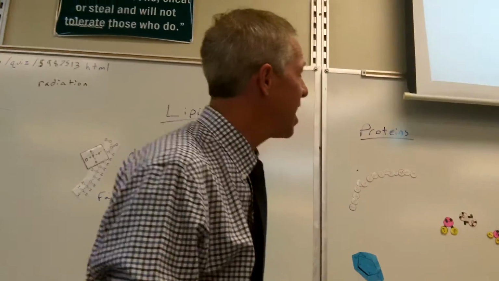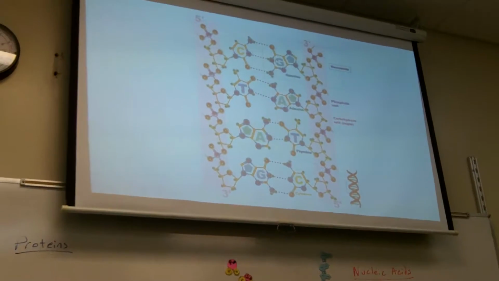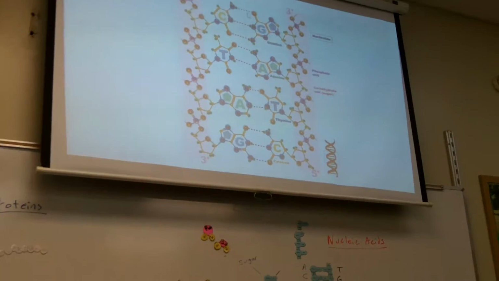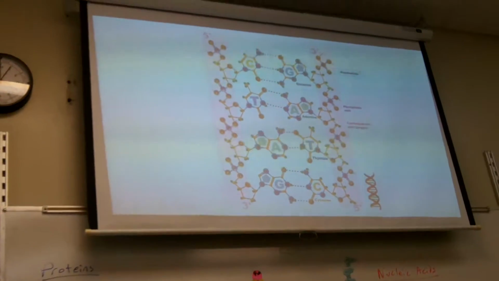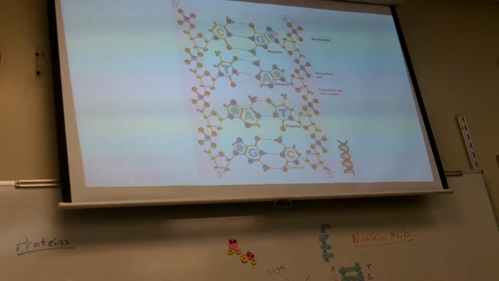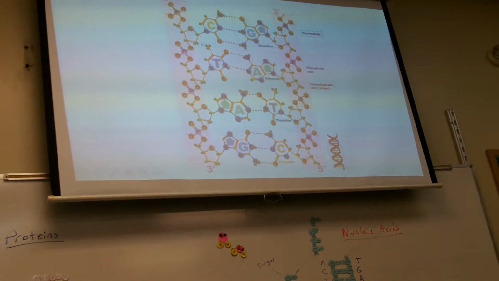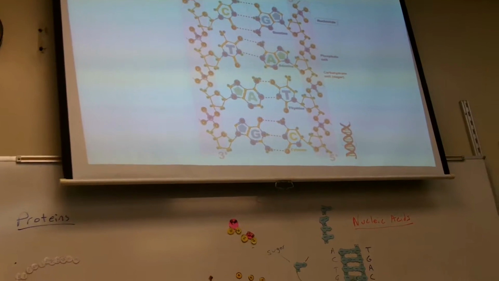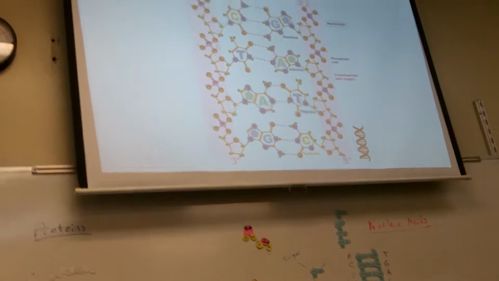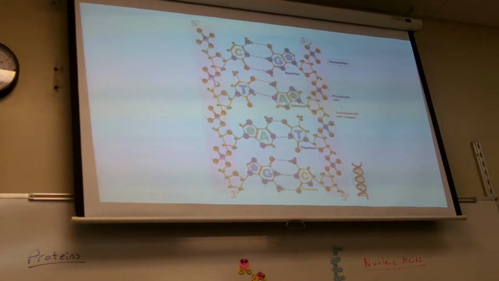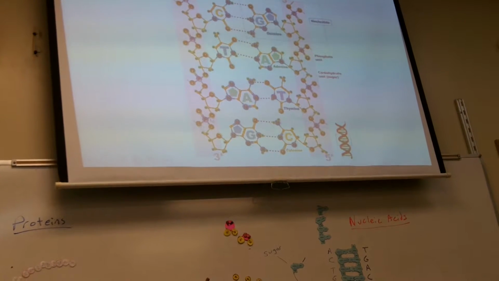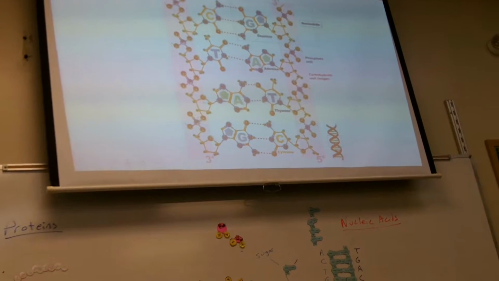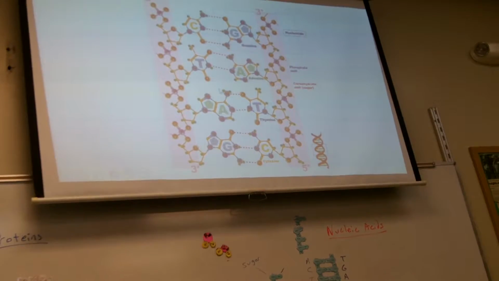This is another way of looking at it. There's the cytosine. It bonds to a guanine. The bonds in the middle are weak bonds. They're called hydrogen bonds. The bonds on the sides are strong. They're called covalent bonds. There's the sugar. That's deoxyribose sugar. There's the phosphate group. Sugar, phosphate. Sugar, phosphate.